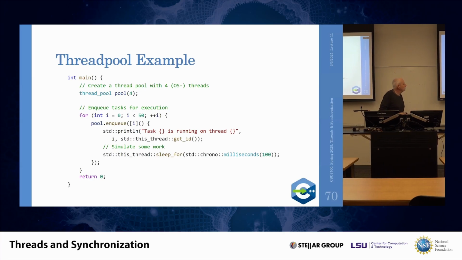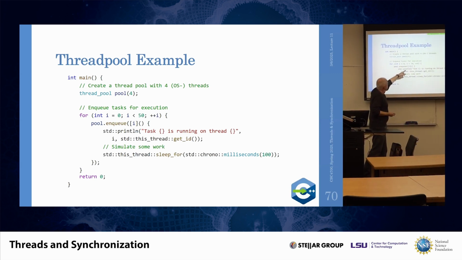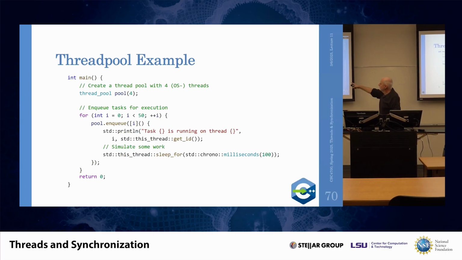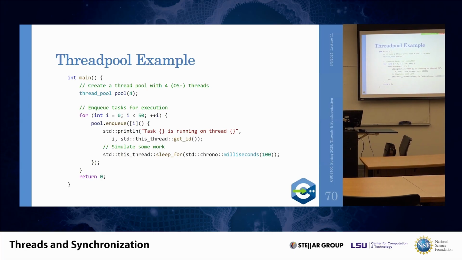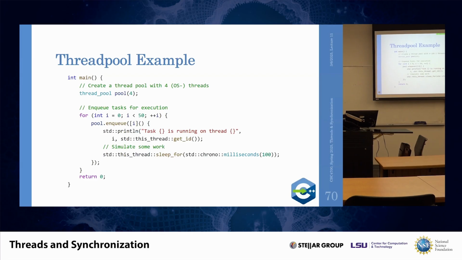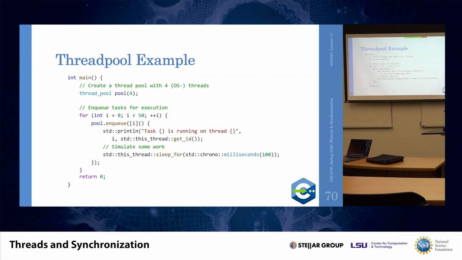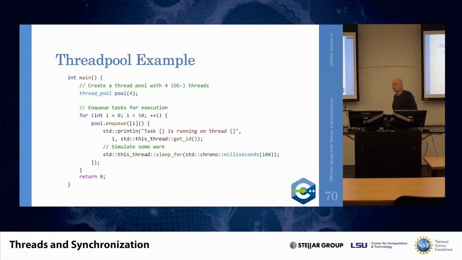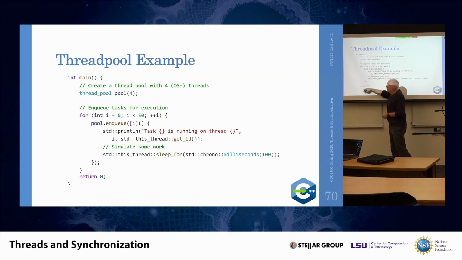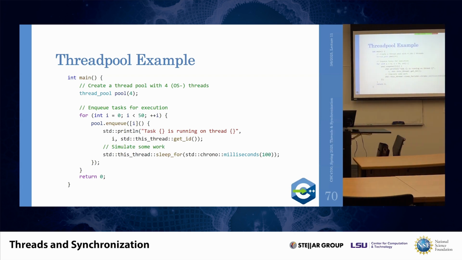Just how to use it? Well, I create a thread pool with 4 threads. I have a loop which adds 50 tasks to the thread pool, and each of those tasks prints something and then goes to sleep for 100 milliseconds to pretend that it's doing some work. And that's it. At the point when the thread pool goes out of scope, all threads will be stopped, and it will synchronize here and wait for all the 50 tasks to execute before actually exiting main, which is exactly what we want, right? Easy to use.